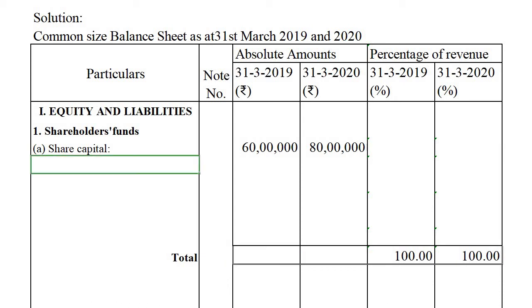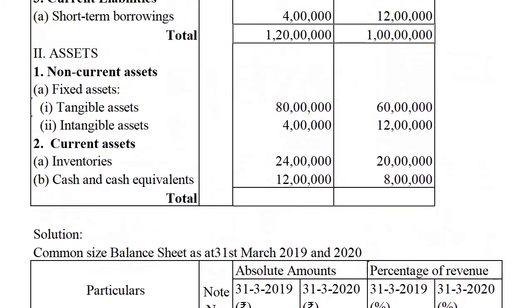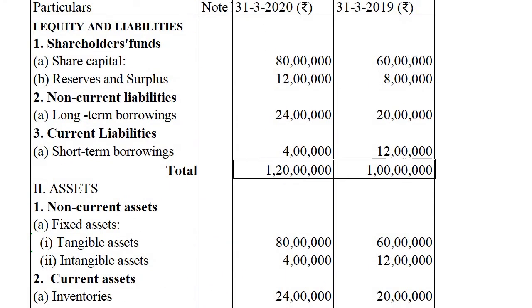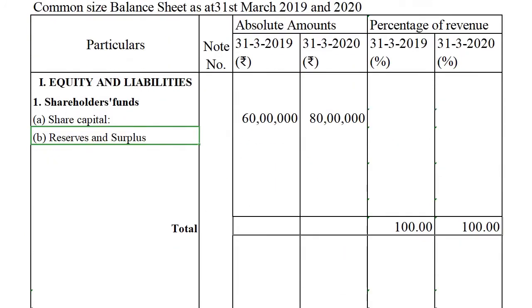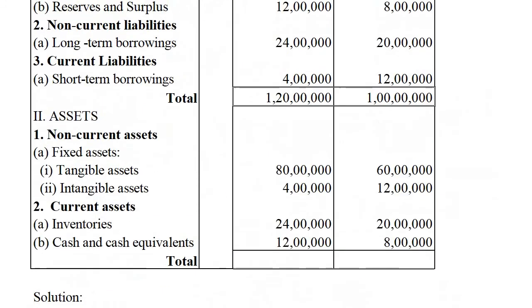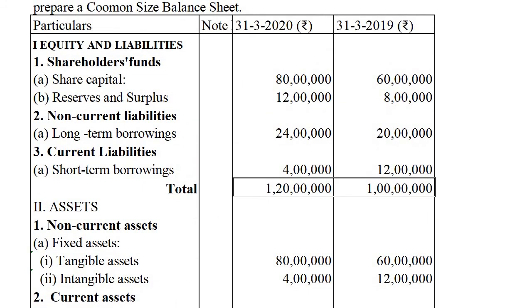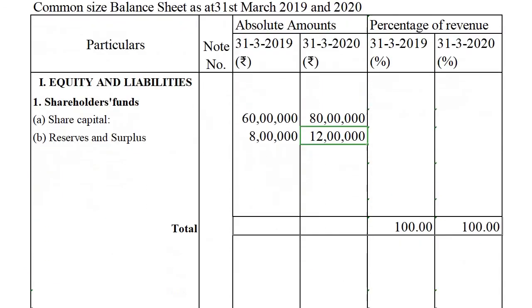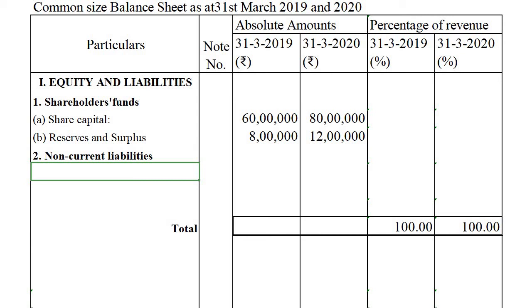So share capital is written. Next item, reserves and surplus. Reserves and surplus will write 8 lakh and 12 lakh. Then next item, long-term borrowings. So long-term borrowings will be under the heading non-current liabilities. So we have to write next heading non-current liabilities.